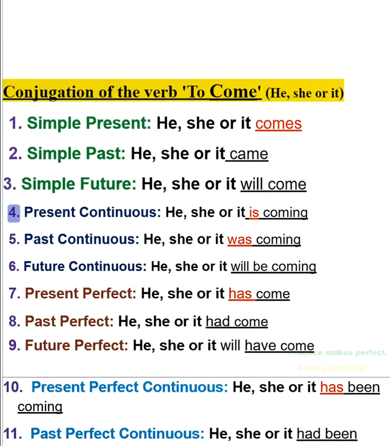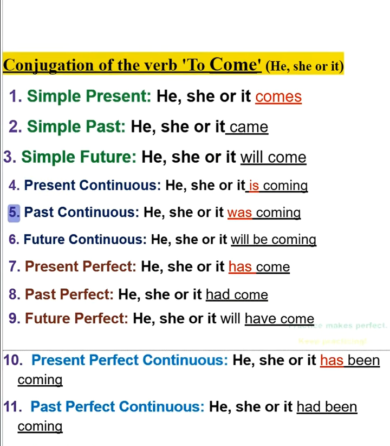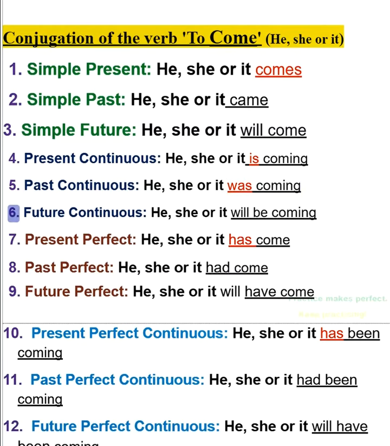4. Present continuous, he, she or it is coming. 5. Past continuous, he, she or it was coming. 6. Future continuous, he, she or it will be coming.